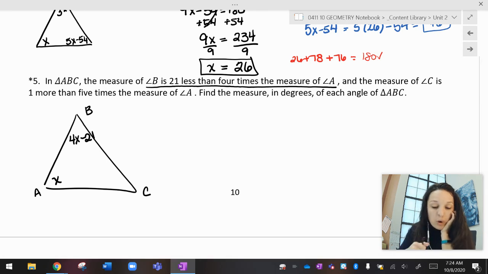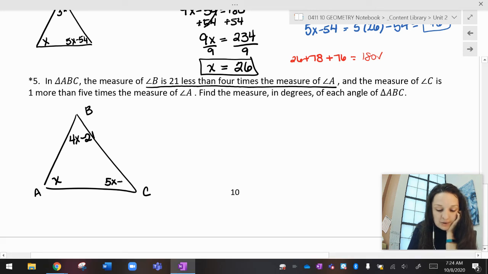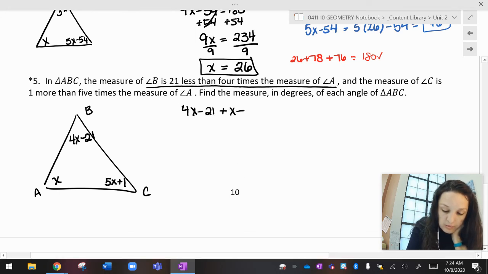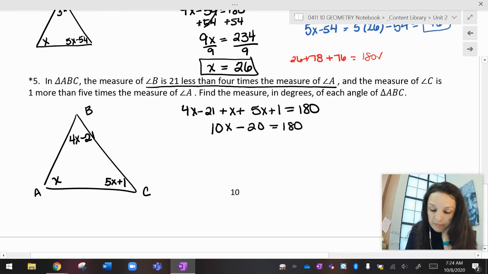C is 1 more than 5 times A. Well, A is X, so 5 times A would be 5X. And then I add 1. I can do that. That's not so bad. And it adds up to 180 because of the triangle angle sum theorem. So 4x minus 21 plus another x plus 5x plus 1 is 180. So I have 10x minus 20 is 180 when I combine everything.